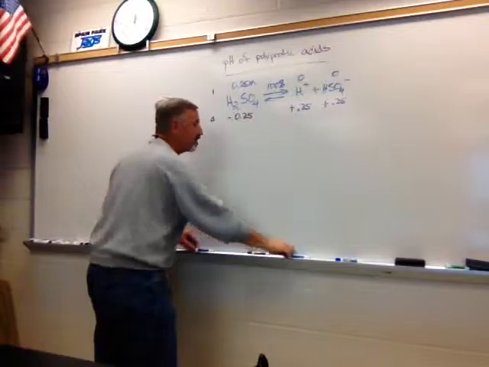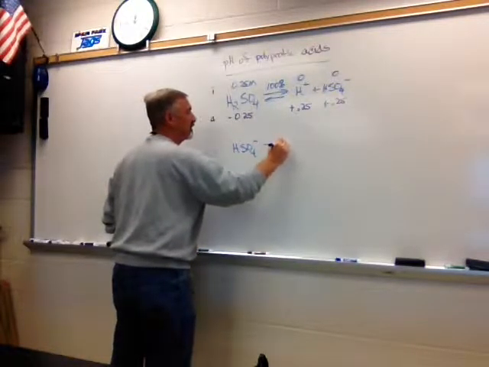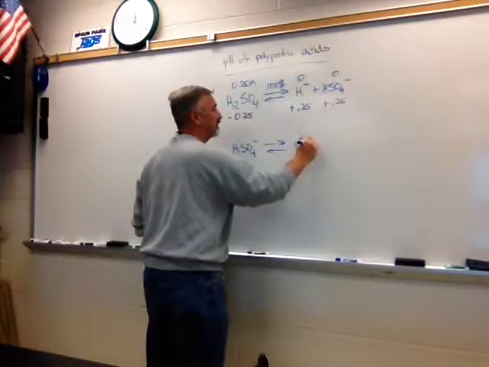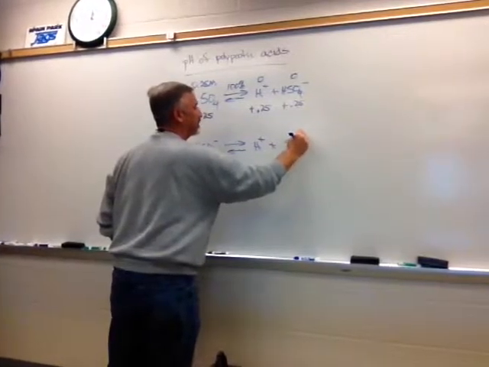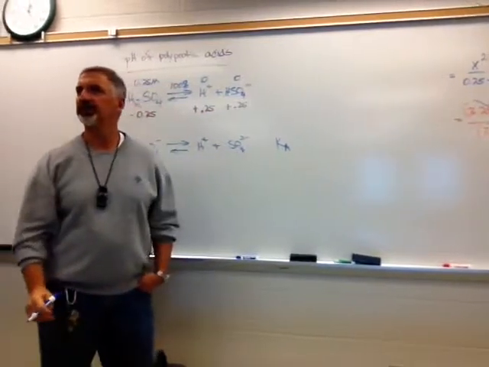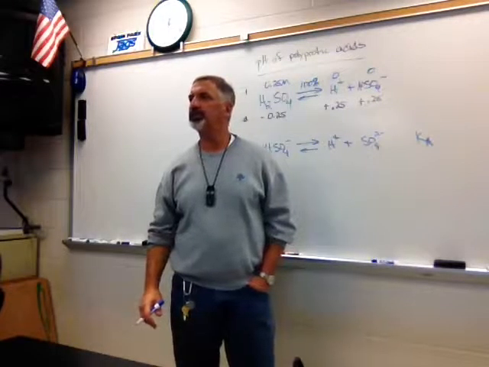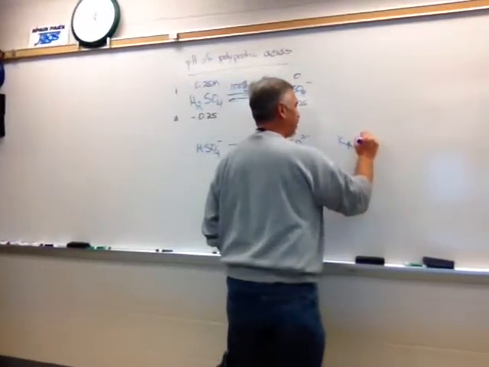But now on our second one, HSO4 minus goes to H plus and SO4 2 minus. Now we have a Ka, and do they call it a 2? They call it a 1. We'll just say Ka is 1.2 times 10 to the minus 2.